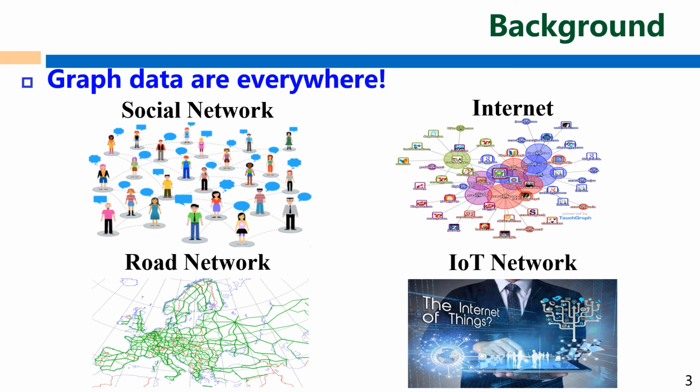Graph models have been widely used to represent the relationships among entities in a wide spectrum of applications, such as social networks, the internet, road networks, and Internet of Things networks. As a result, we are nowadays facing a tremendous amount of large real-world graphs.